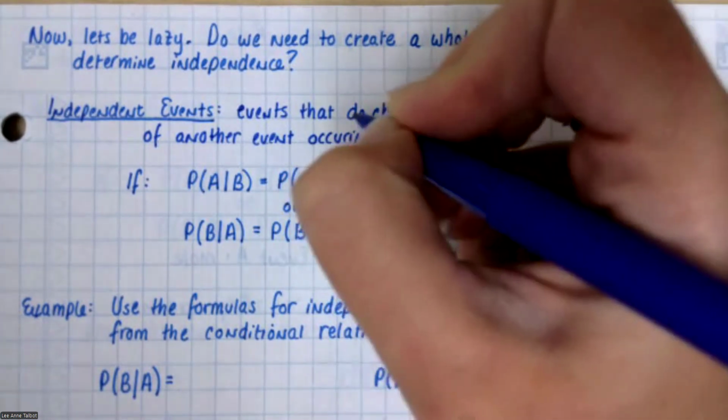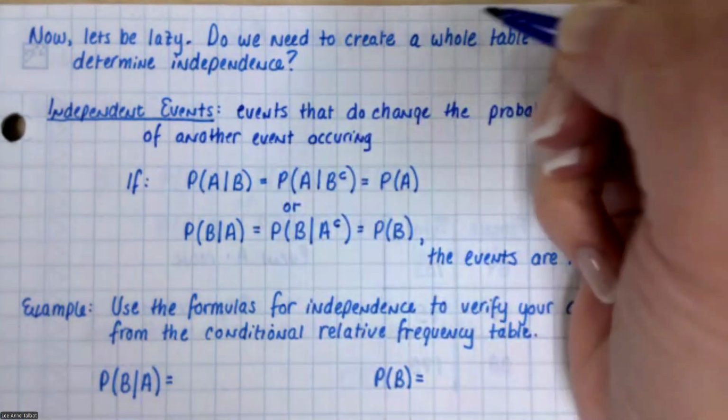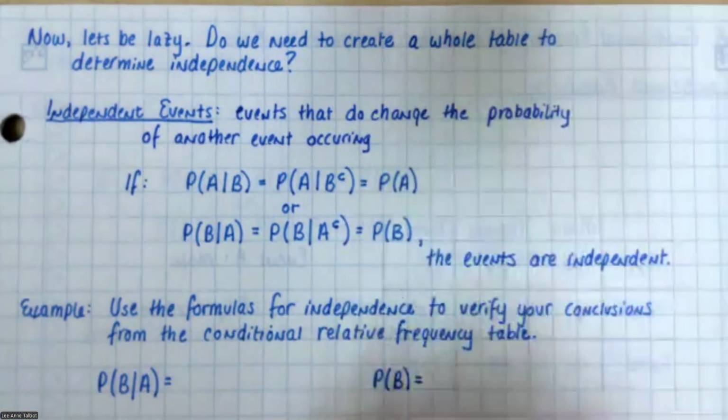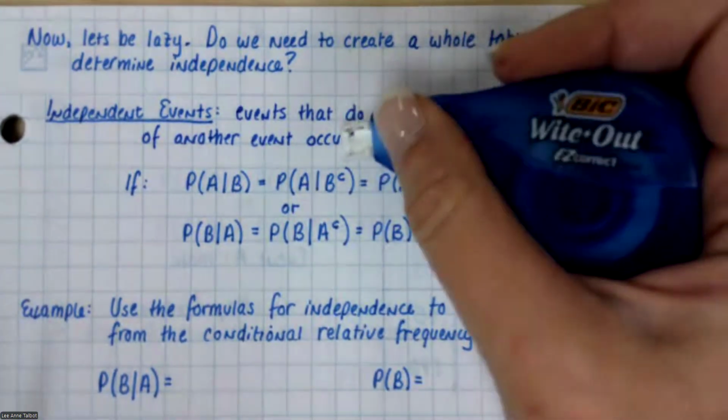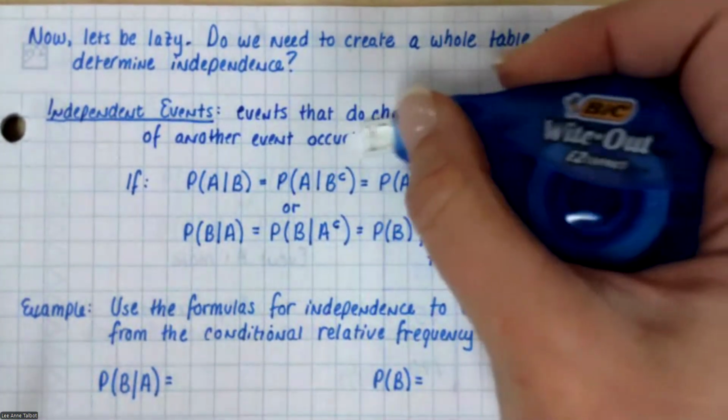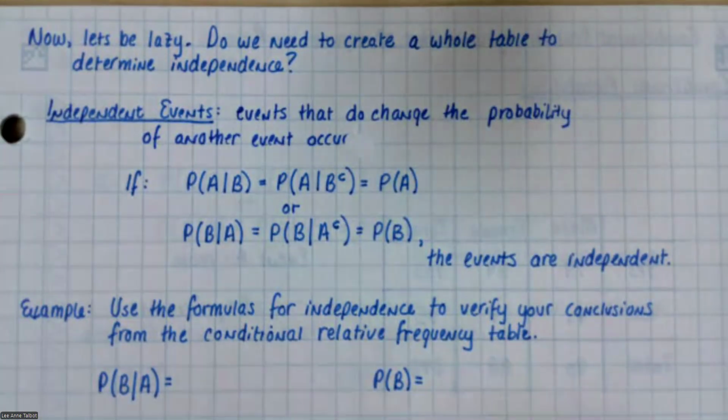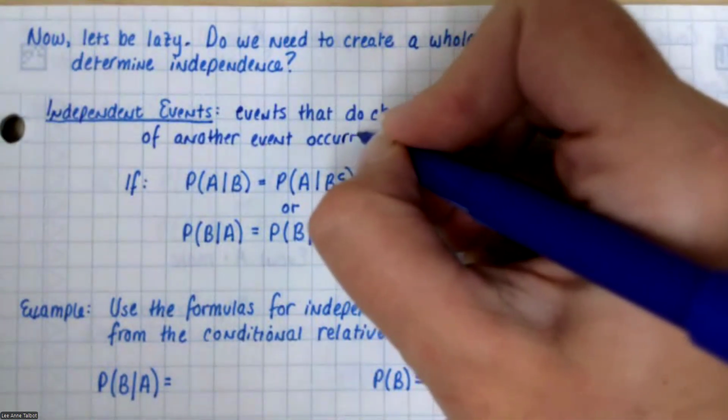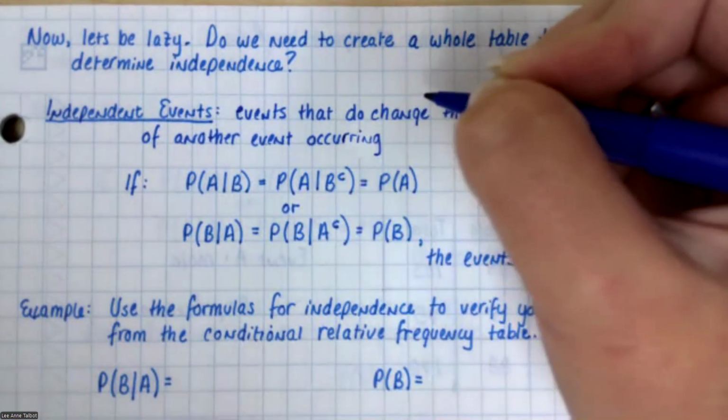There's two R's in occurring, and I did not make room for the second R. This is terrible. There's two R's in occurring. Okay.